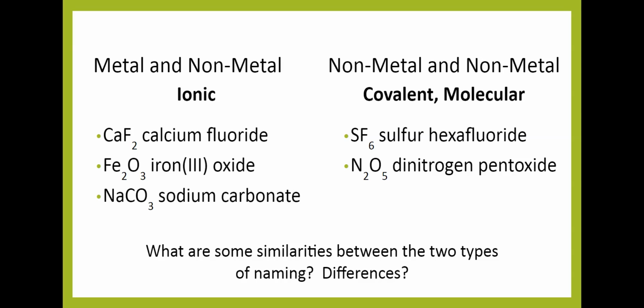So for some differences, in the ionic compounds, we have Roman numerals for the transition metals, plus remember there's extra special ones like tin and lead that also like to have Roman numerals. And for covalent, we have those prefixes. So we have the hexa, the di, the pent. Those are all talking about the number of atoms that we have, which we don't see with ionic compounds.